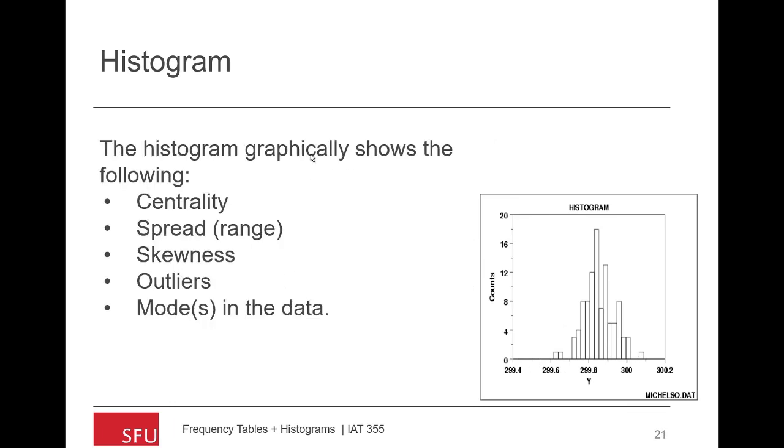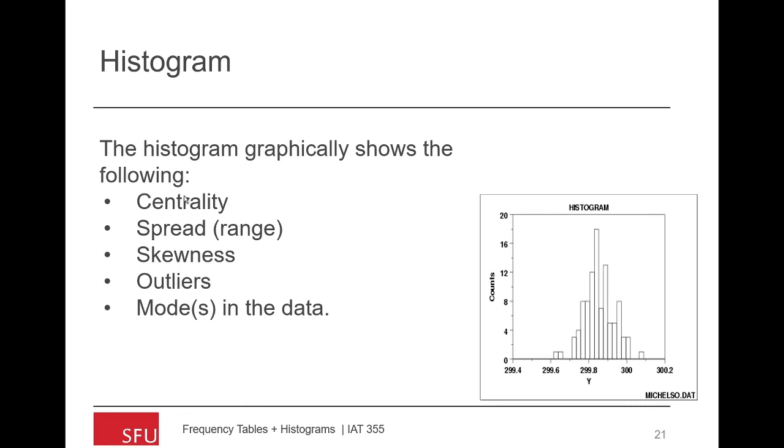The reason you make a histogram is that it graphically shows a number of things you may be interested in about your data set. The first thing we list here is that it shows the centrality, if there is one, of the data. Here in this histogram, we see that the central tendency of this data set is 299.9 or something like that. We can see that the range or spread is also shown, from roughly 299.6 to 300.1. It can also show the skewness, and we'll talk more about what that means later in this segment. And it will also show outliers.